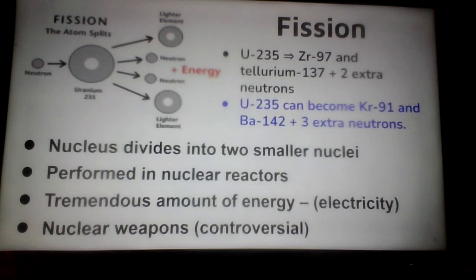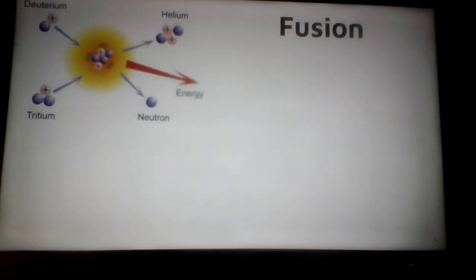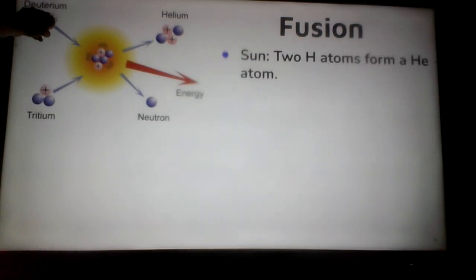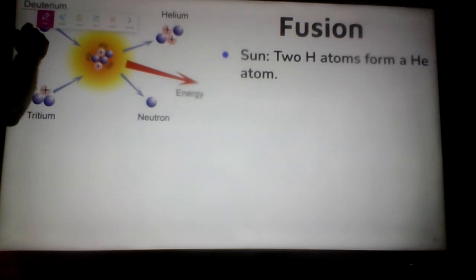Ready? All right, fusion. Fuse two things together. Take a look at what we see here. I'll put the words up first. At the sun, 2 hydrogen atoms. Now, these are 2 different isotopes of hydrogen. This would be, go ahead and write that on here. This says deuterium, which means a total mass of 2.